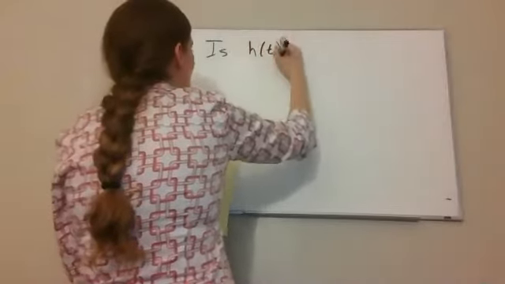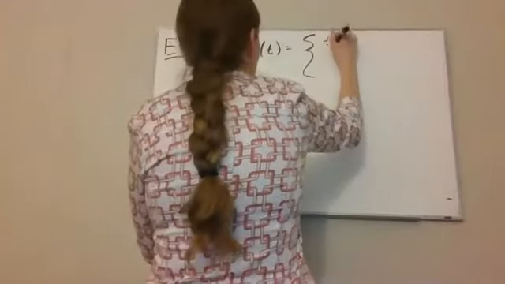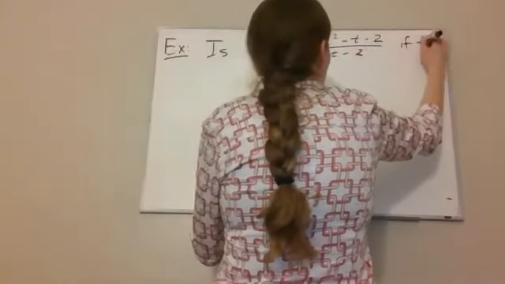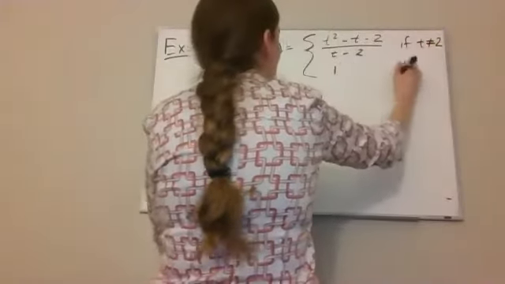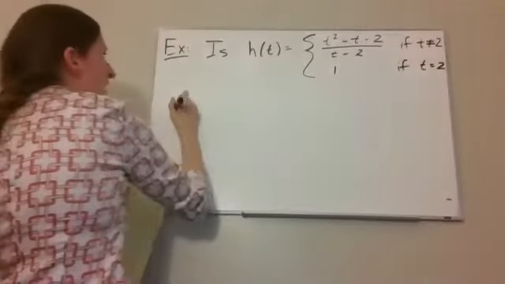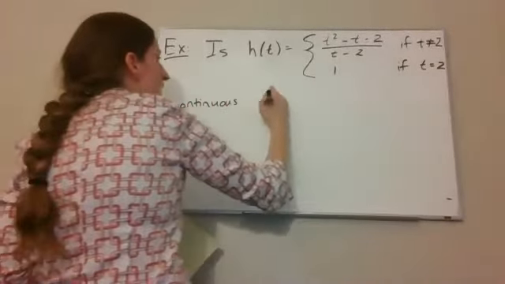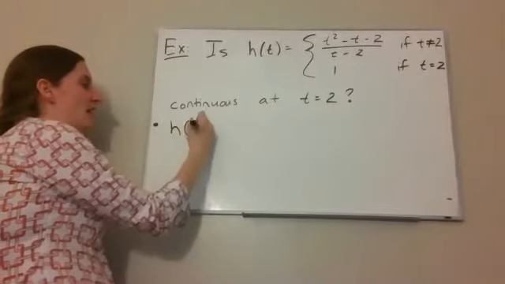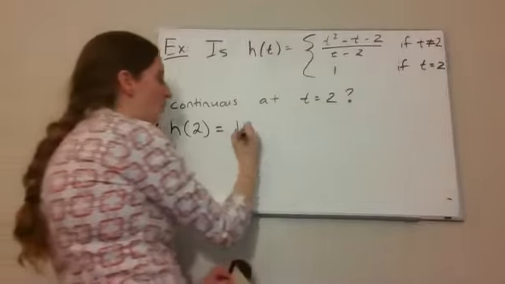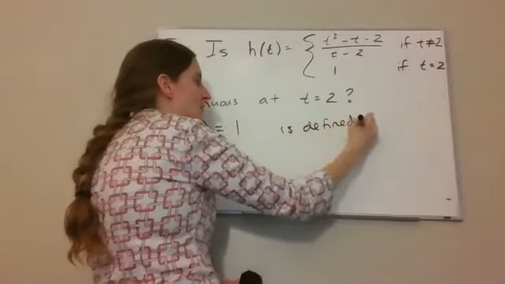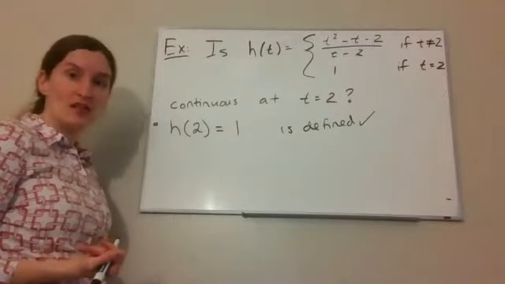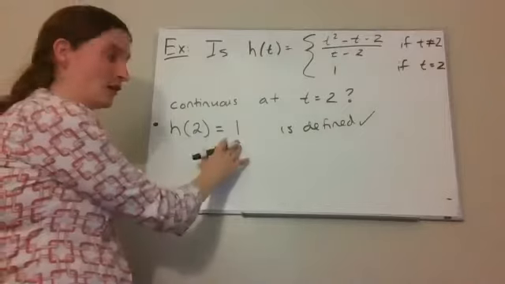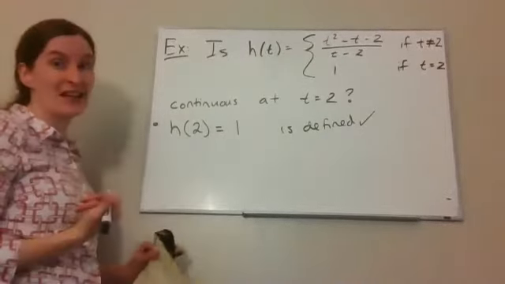Is h of t, which is equal to t squared minus t minus 2 over t minus 2 if t is not 2, and 1 if t is 2, continuous at t equals 2? Well, let's check. Does h of 2 exist? h of 2 equals 1, so it is defined. Now, in order to see if this function is continuous at t equals 2, we have to check the limit as t approaches 2. If when I check that limit, I get the same answer as I got here, 1, then it's continuous. If I get anything else, it's not.